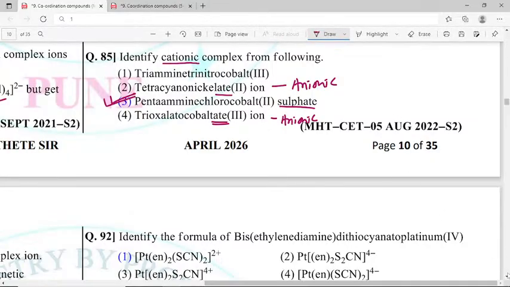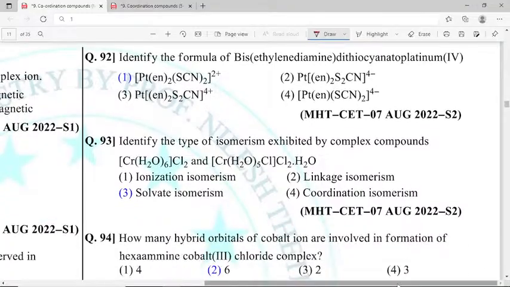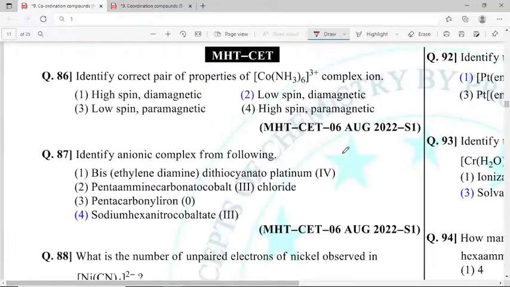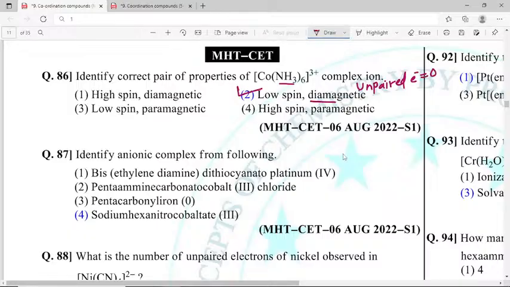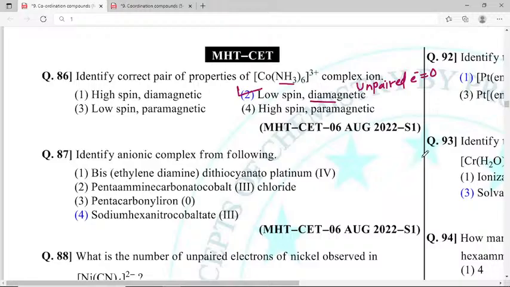Next question. Identify the correct pair of properties of the Co(NH3)6 3+ complex ion. Ammonia is a strong field ligand, so this is low spin and diamagnetic. Why is it diamagnetic? Because the number of unpaired electrons is 0. Because ammonia is a strong field ligand, pairing of electrons takes place before hybridization.